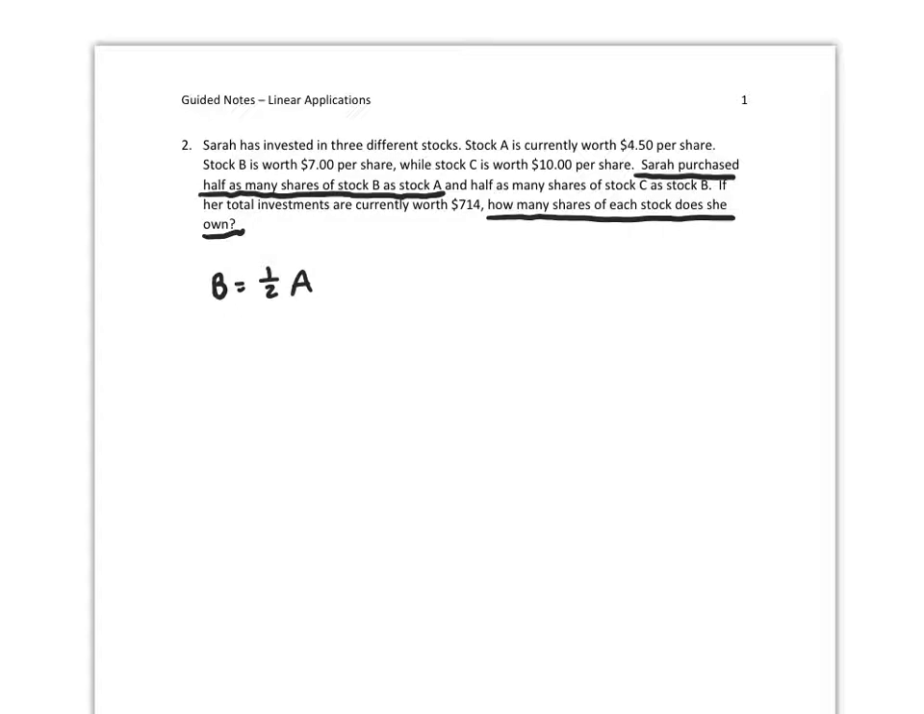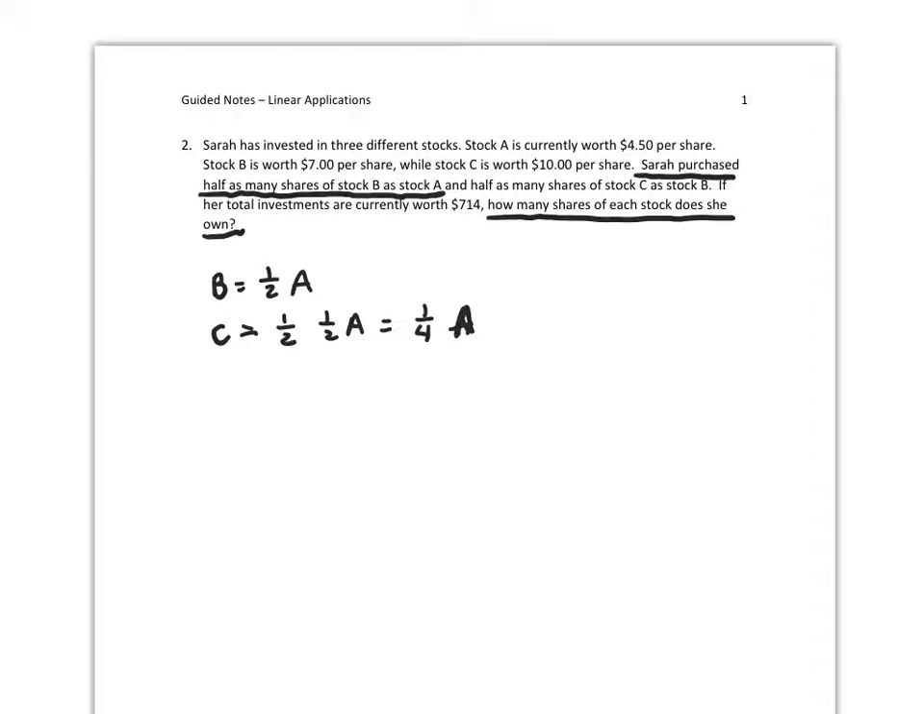Sarah purchased half as many shares of stock C as stock B. So stock C would be 1/2 times B, which is 1/2 A, which is 1/4 A. And then we've just got A number of shares of stock A.